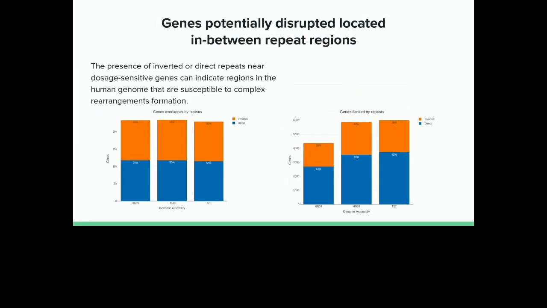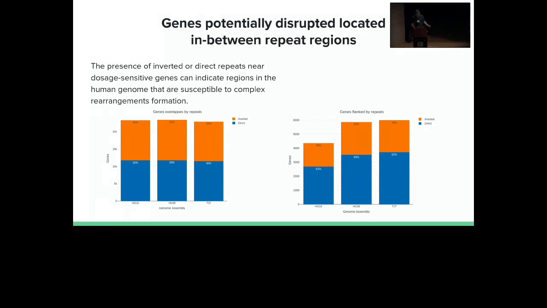We also look for the presence of direct and inverted repeats near dosage-sensitive genes, as it can indicate regions in the human genome that are more susceptible to rearrangements. And we found that the proportion of repeats that are overlapping with genes is very similar between direct and inverted repeats. And we also look for repeats that are flanking genes. And we found that the proportion is slightly larger for direct repeats than inverted repeats.